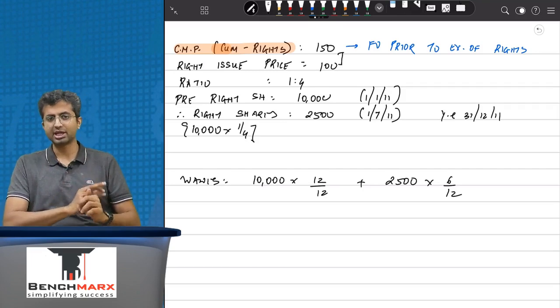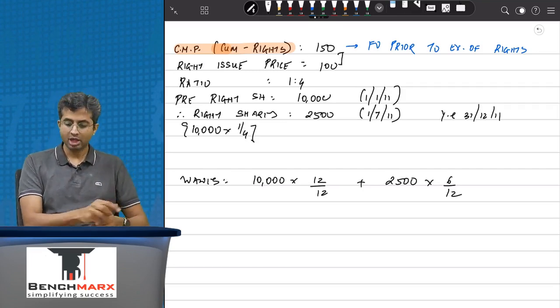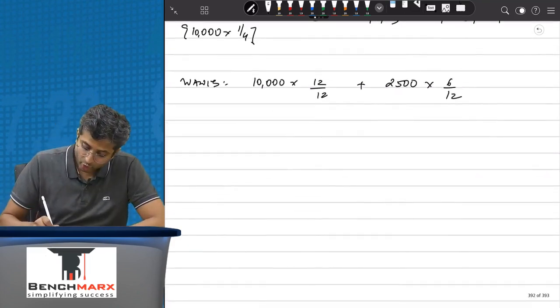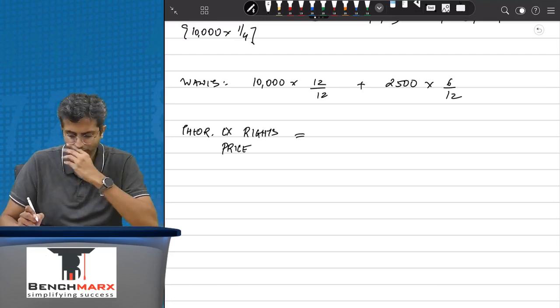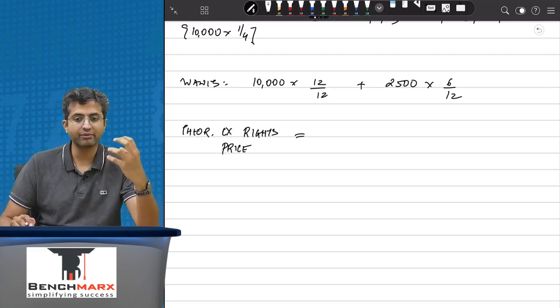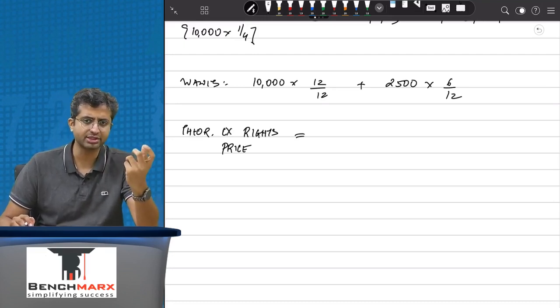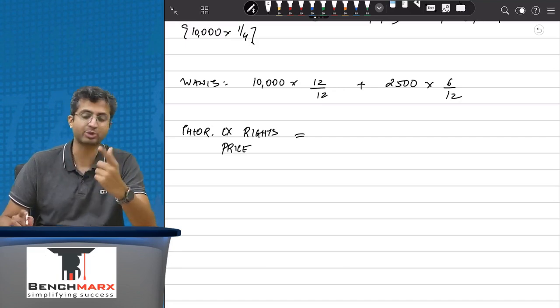The answer is yes. I'll try to conceptually build it up, though it is a little difficult to understand. What we do is calculate what is called the theoretical ex rights price. How do you calculate the theoretical ex rights price? Typically this is calculated as a weighted average price, where we are looking at how much value a shareholder would invest for subscribing to the shares as well as the rights.